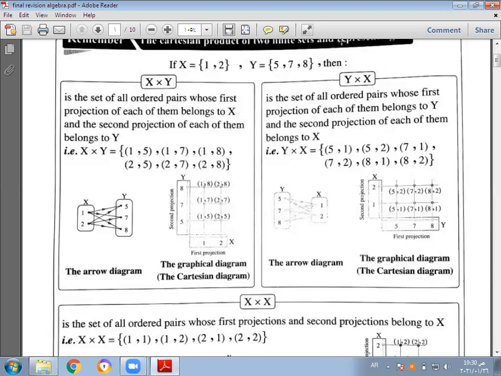But if we wanted to find y times x, it means the set of all ordered pairs whose first projection belongs to y and second projection belongs to x. So y times x equals, we start with y, element of y, (5,1), (5,2) and (7,1), (7,2), (8,1), (8,2), and we can represent it by an arrow diagram and the Cartesian diagram as shown.